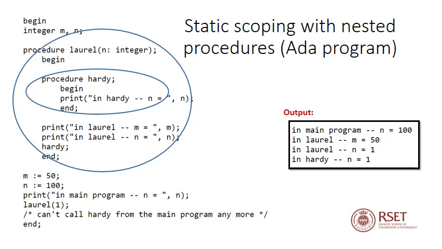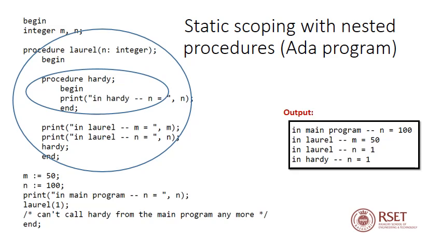Now within Laurel we have a print statement, in Laurel m is equal to. So now it will check if there is a local declaration for variable m. Since there is no local declaration for variable m in Laurel, it will go to the global scope and take up the value of the global variable m, which is 50. So it will print as the second line of the output in Laurel m is equal to 50.